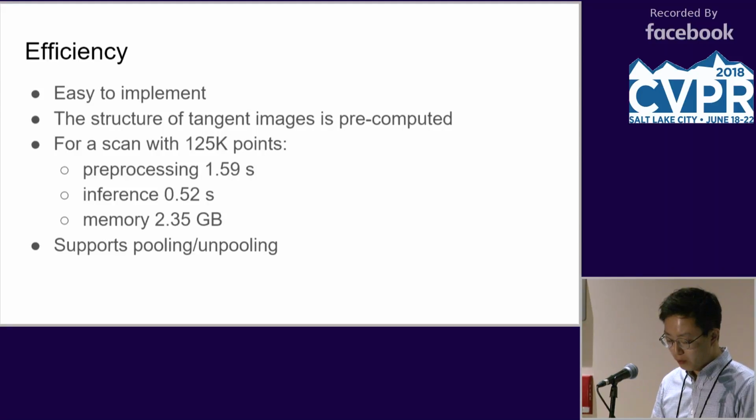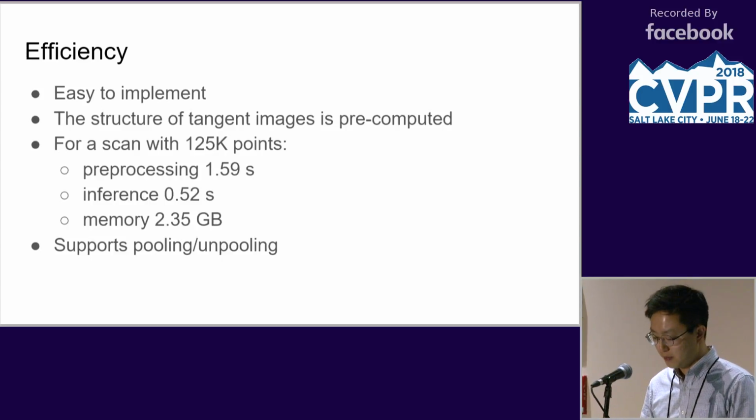The main highlight of our approach is that it supports a simple yet very efficient implementation. The structure of tangent images, or the domain for computing convolution, is pre-computed in advance. For a scan with approximately 125K points, this computation takes about 1.5 seconds. The inference is done in a single forward pass and takes 0.5 seconds. The memory footprint of the corresponding network is 2.35 gigabytes, which easily fits on most modern GPUs.